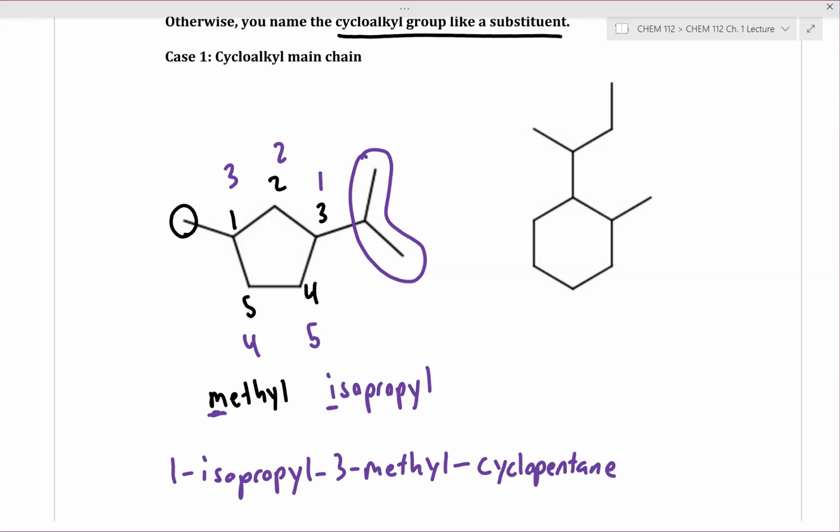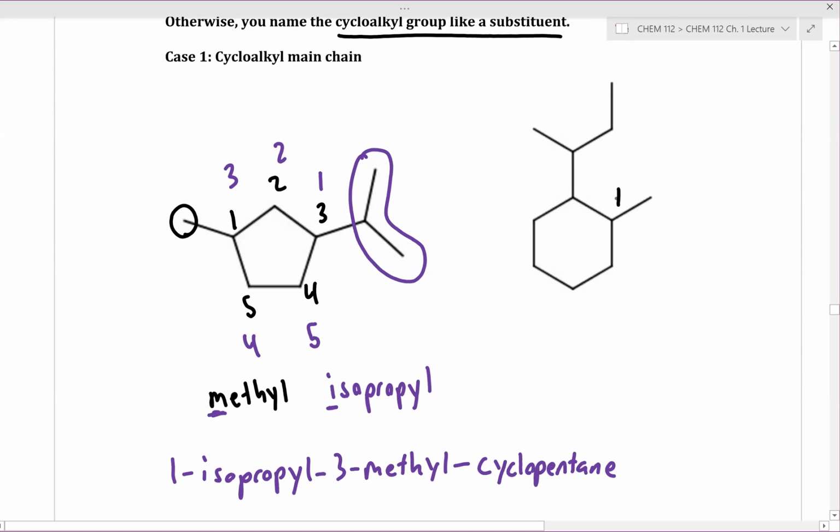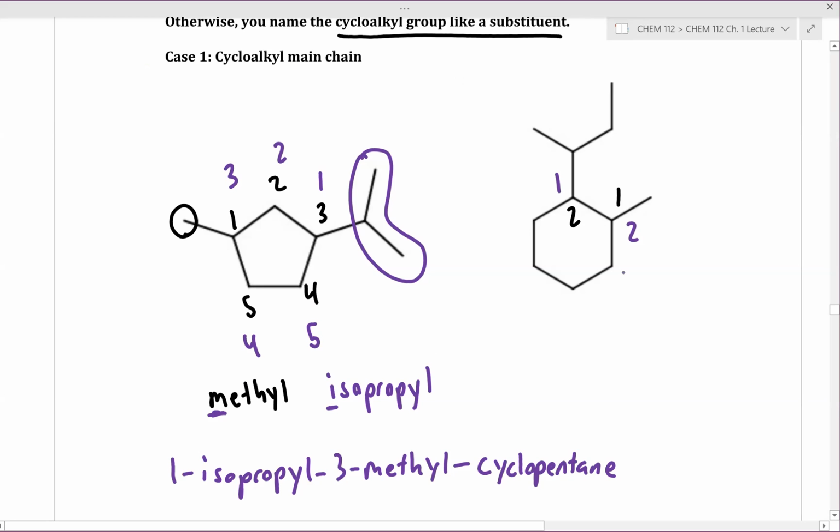So let's now talk about this next example. I saw a lot of reasonable answers, so I'm very glad to see that. So let's look at our 2 potential counting methods. We can either do 1, 2, or 1, 2, 3, 4, 5, 6. Okay, so there's a tie between our numbering convention. So now we have to use alphabetical order as our tiebreaker. So what do we call this 4-carbon substituent where the main chain is attached to the second carbon? Butyl or sec-butyl.